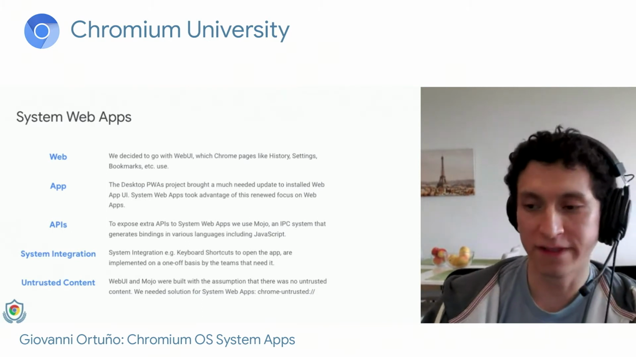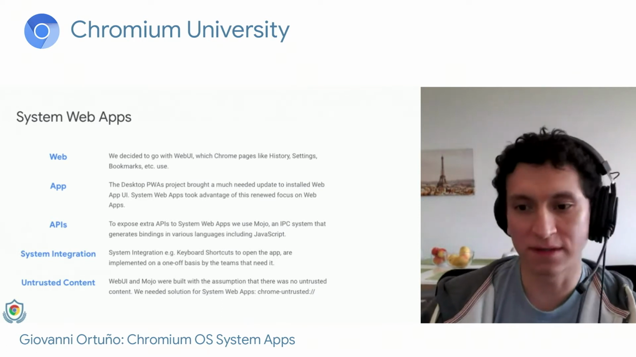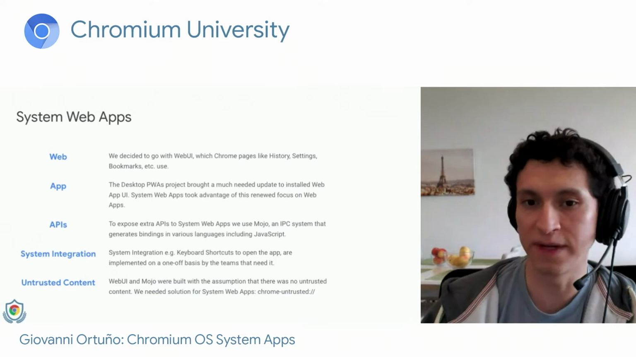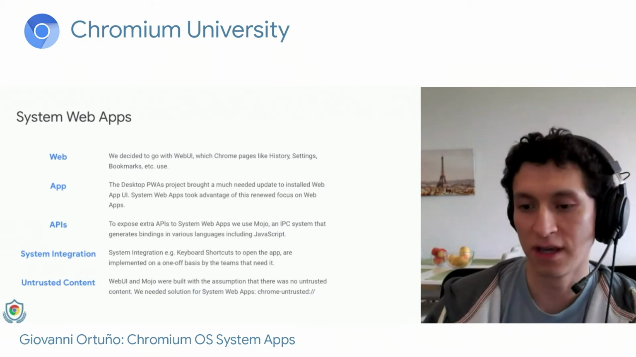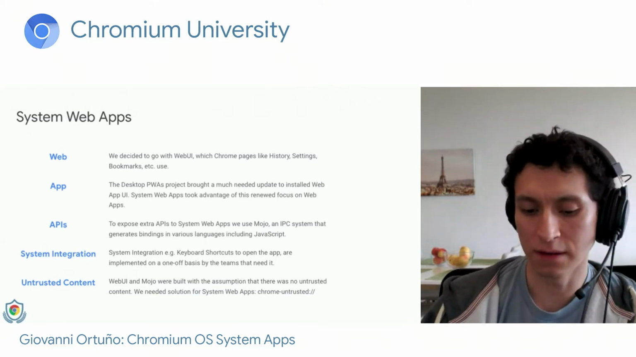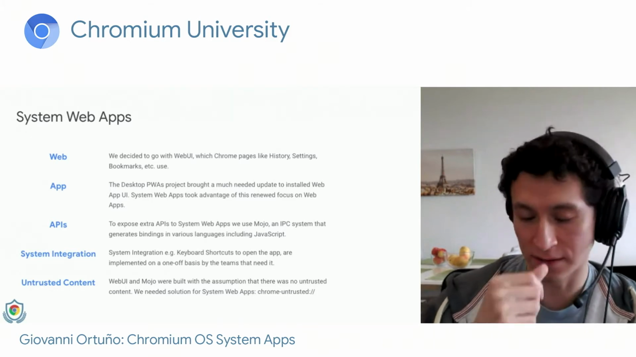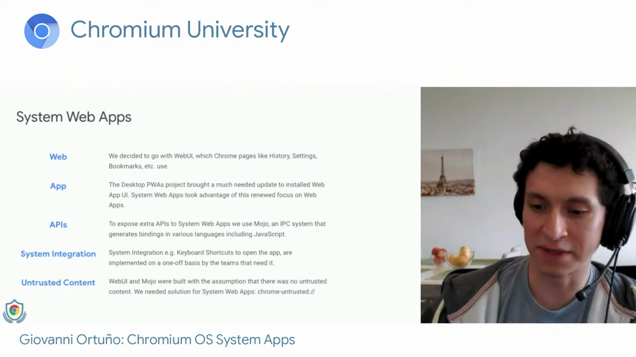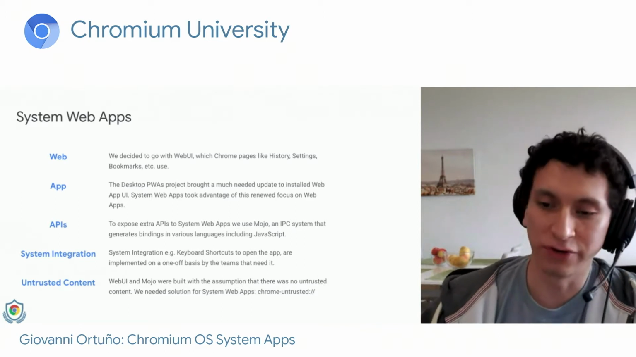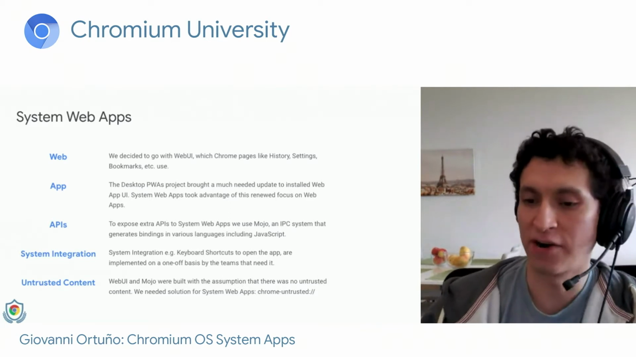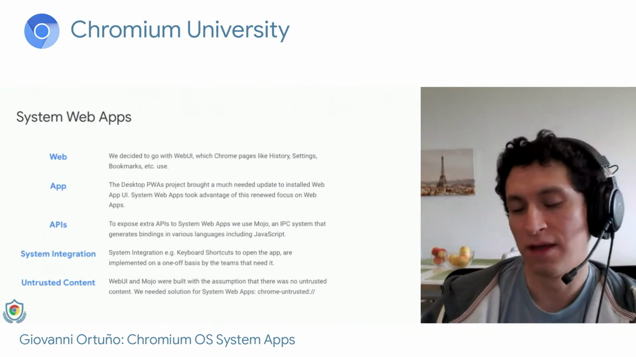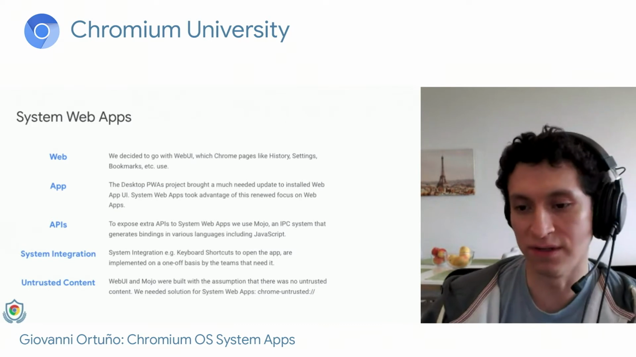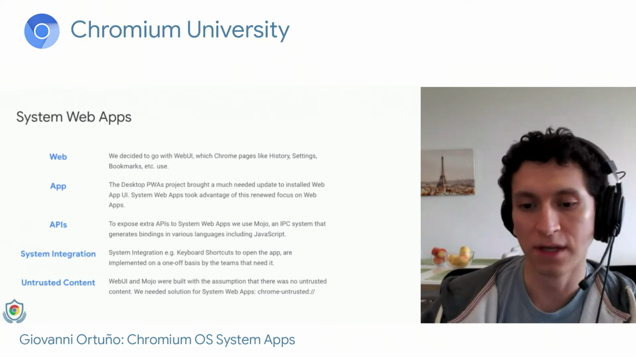The app part of the system web apps is built on top of the improvements that the desktop PWAs project brought to the app UI. So, for example, they revamped the app window, so we reuse that app window. They have better icons on the shelf. All that stuff that was part of the desktop PWAs project, we use it for system web apps as well.